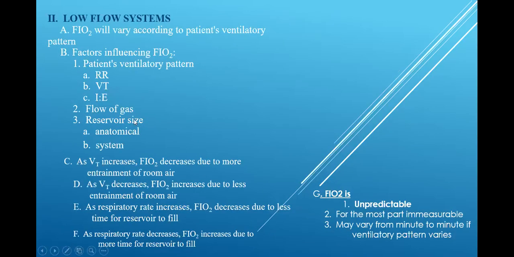So let's talk about the low flow system. There are some good things and some disadvantages for low flow systems. The FiO2 will vary according to the patient's ventilatory pattern. So I cannot guarantee the FiO2 in a low flow system. Okay, make sure you highlight what I just said. In a low flow system, I cannot guarantee an FiO2. I can estimate, but I cannot guarantee because of their ventilatory pattern. Remember, we talked in depth about when somebody is breathing on a nasal cannula, they have holes, right? Let me show you.